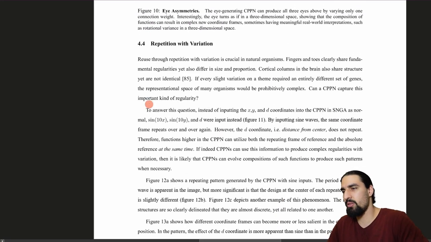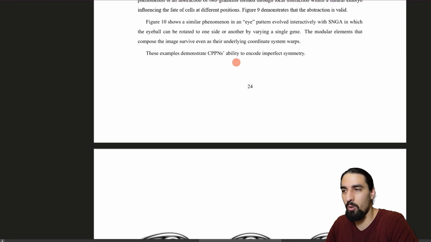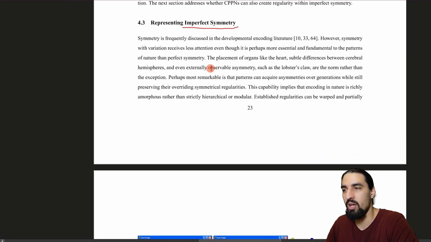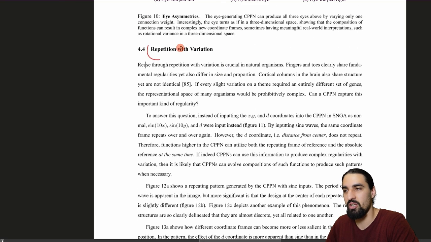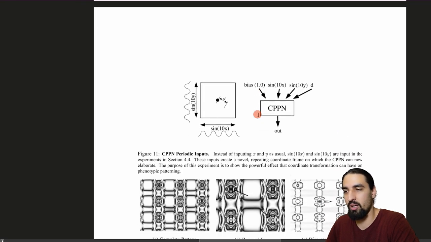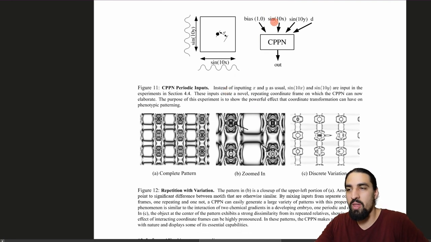Now, repetition is something that's super important, and repetition with variation is also important. Similarly to how it's important to have imperfect symmetry and not just perfect symmetry, we will also want to have some variations in the repetition, not just perfect repetition. Here they show that if you input these special signals like sine of 10x and sine of 10y, and then D, which is the distance from the center, we generate very complex patterns.